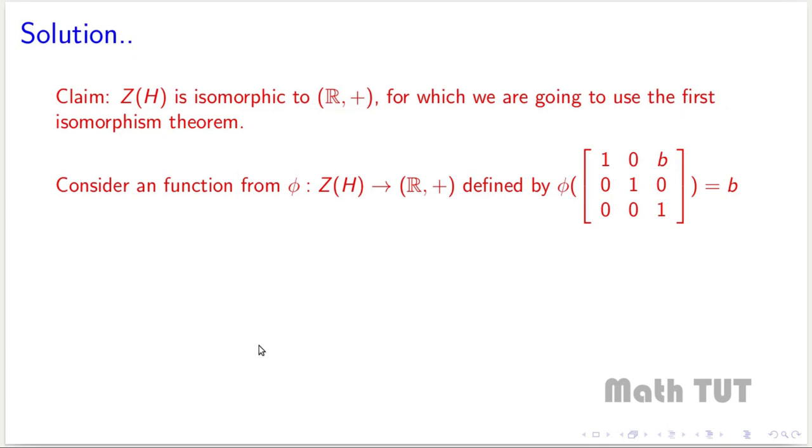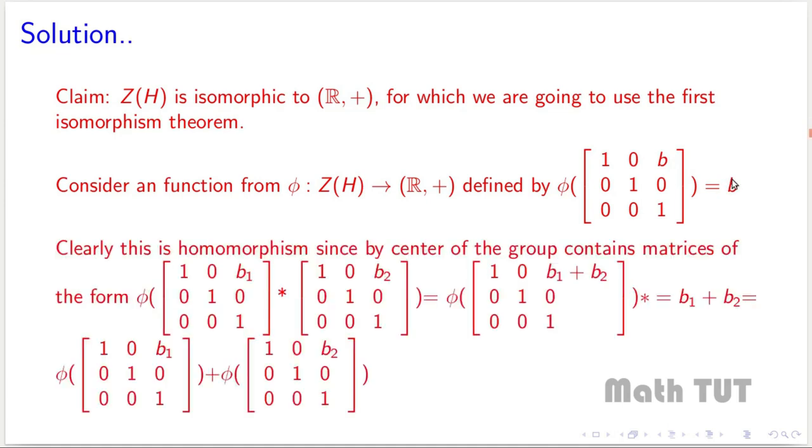So here we'll define the function phi of this group element in Z of H to be simply B. That is, whatever is coming in the A13th position, the same element I'm going to give as its image. Clearly you can see it's a homomorphism, because phi of A star B is equal to phi of A plus phi of B. Here in Z of H the operation is nothing but multiplication. So when you multiply you get this matrix, and you find the image of that, you'll get B1 plus B2.